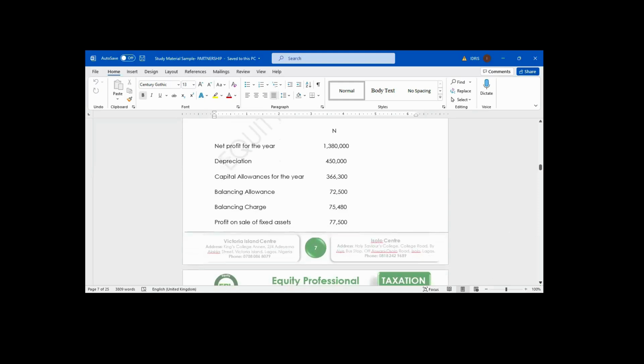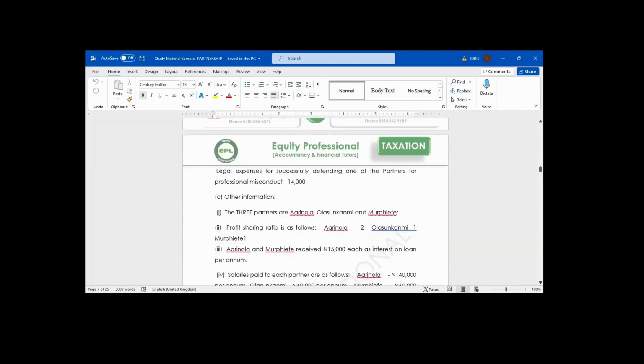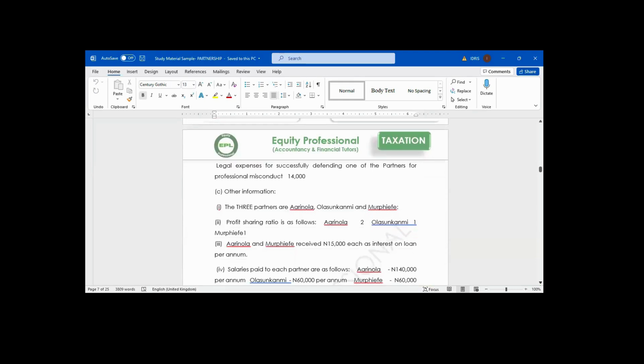Net profit for the year 1,380,000. Depreciation 450,000. Capital allowance for the year 366,300. Balancing allowance 72,500. Balancing charge 75,480. Profit on sales of fixed assets 77,500. Legal expenses for successfully defending one of the partners for professional misconduct, 14,000. Other information. The three partners are Arinola, Olasunkami, and Mofiefe.